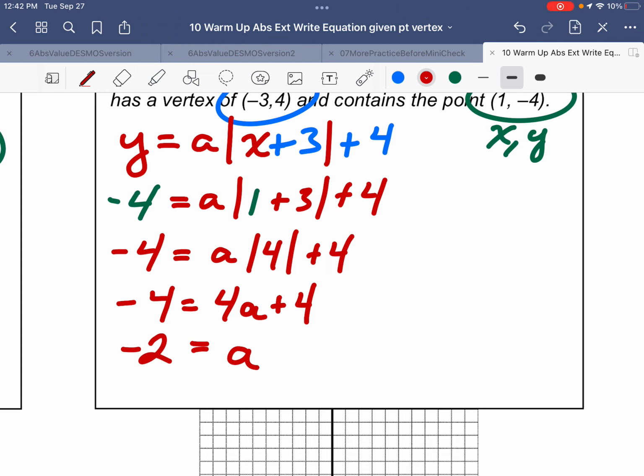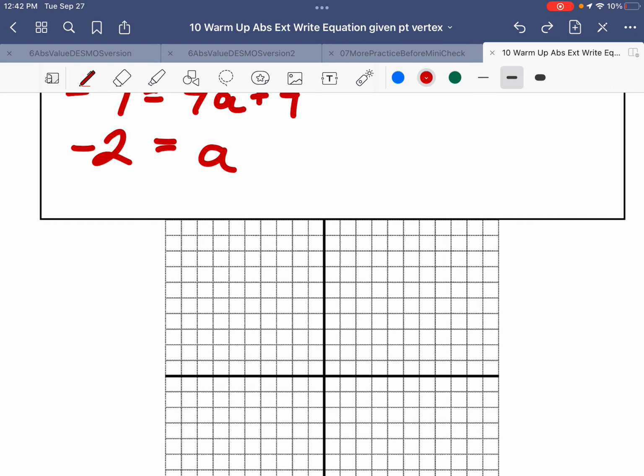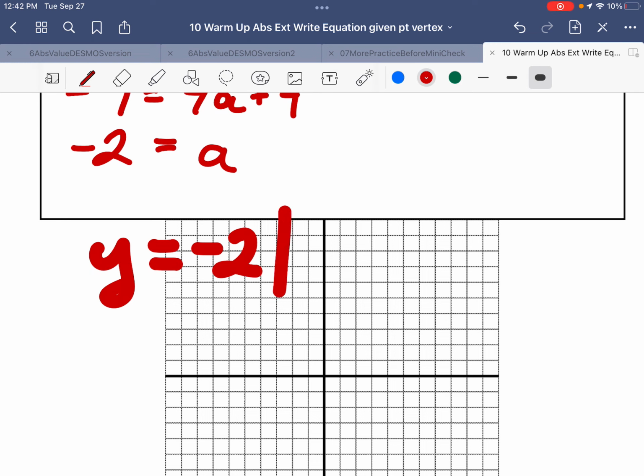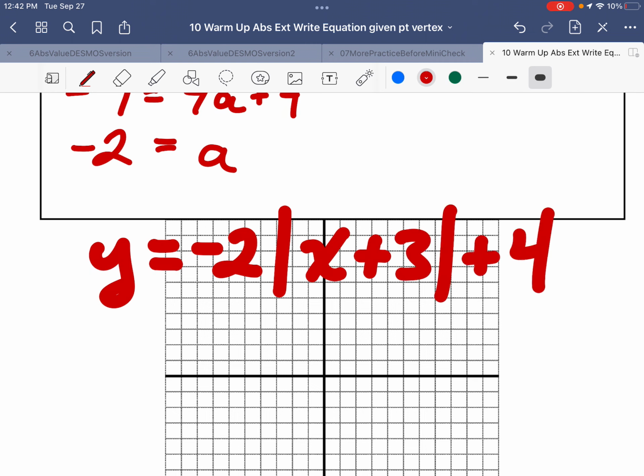Now, when you get a equals -2, you want to be sure to create your full equation. Let's put that down here. So I want to create the full equation where I put -2 in there as my a value. I still have the absolute value of x plus 3, and I still have this plus 4 in the end.